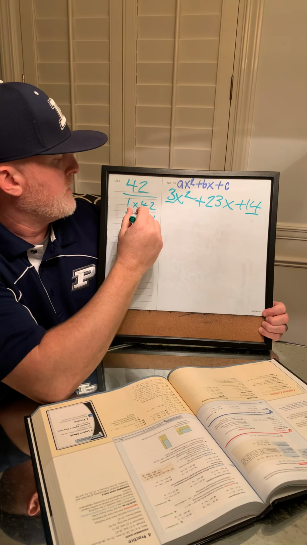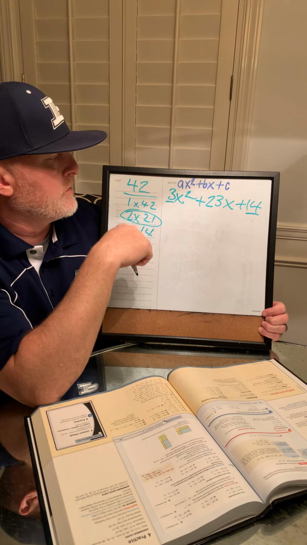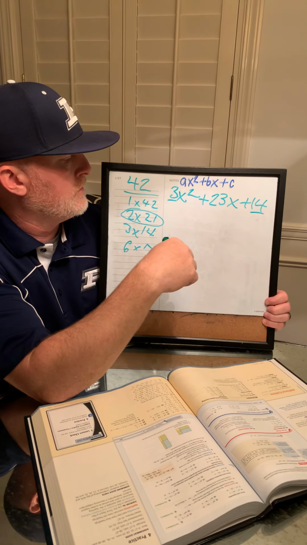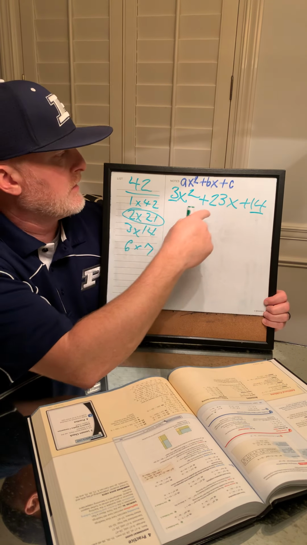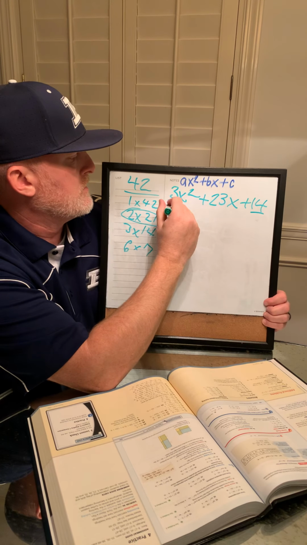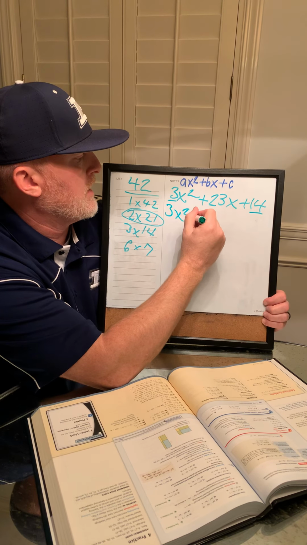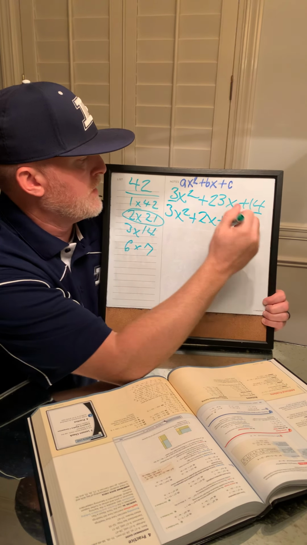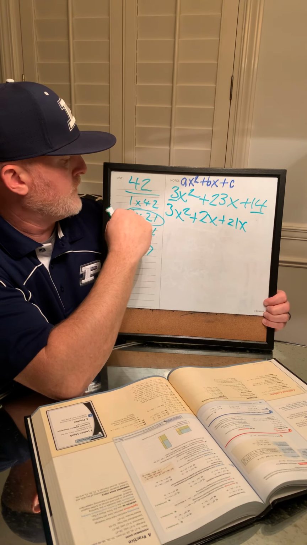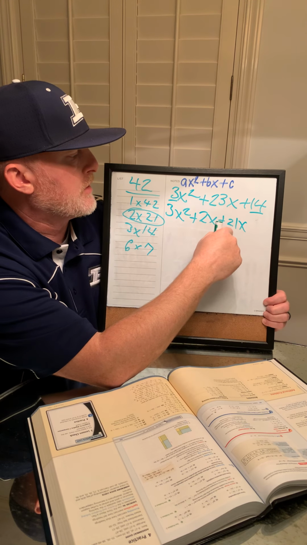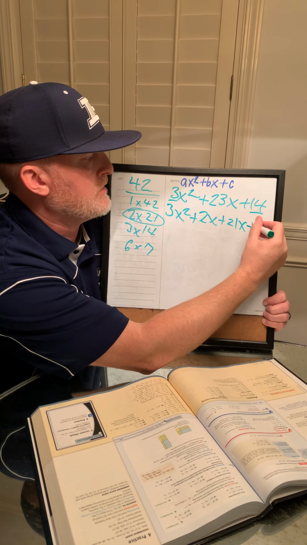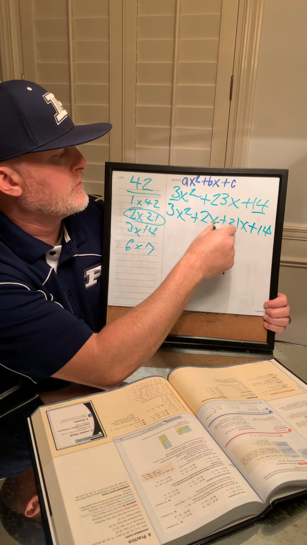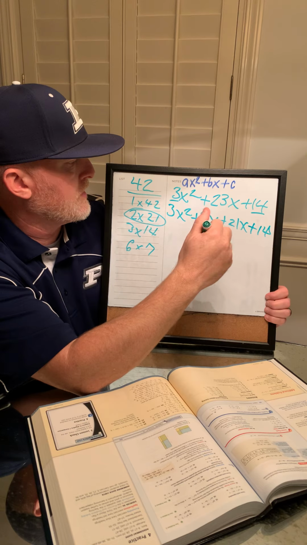So we can already see that one, right? 2 and 21. 2 plus 21 would give us 23. So those are the factors we're going to want to use. And remember, we take these factors and we replace the 23x. So we got 3x squared plus 2x plus 21x plus 14. Again, just take our two factors, 2 and 21, make them the coefficients of x. All right? And again, 2x plus 21x gives us our 23x sum.